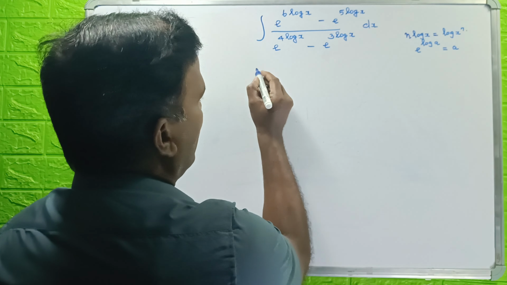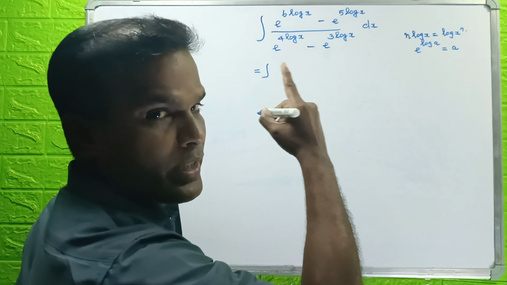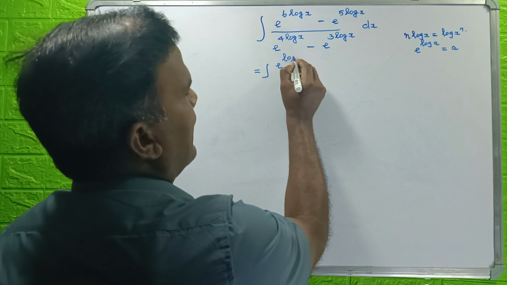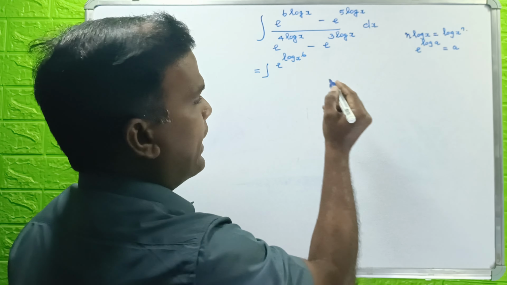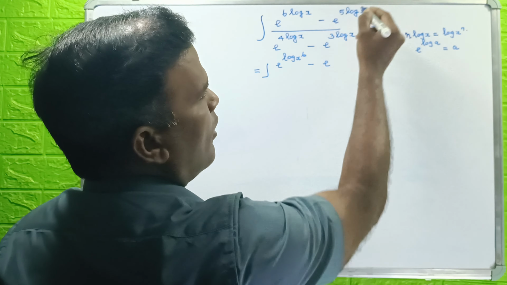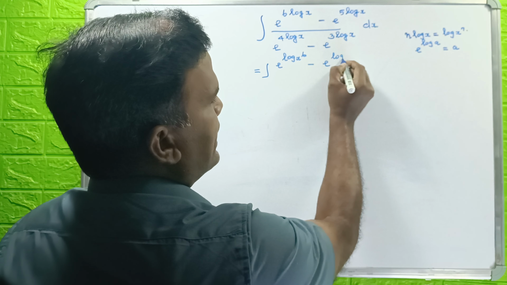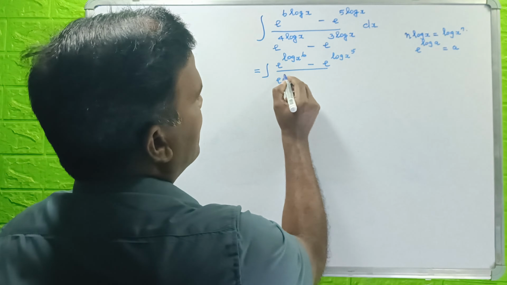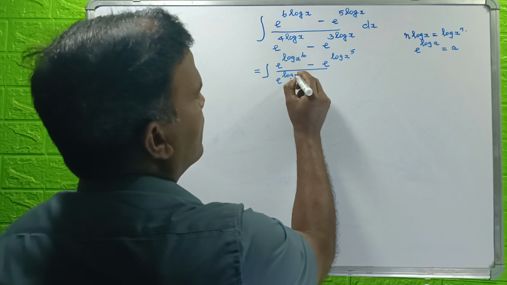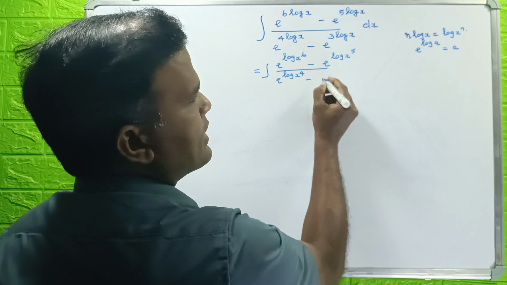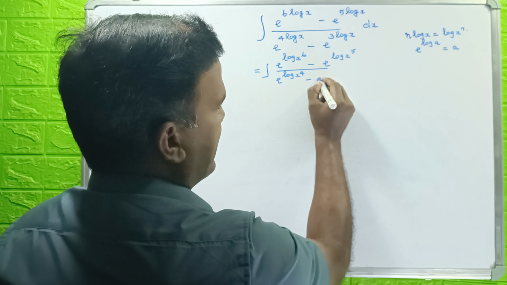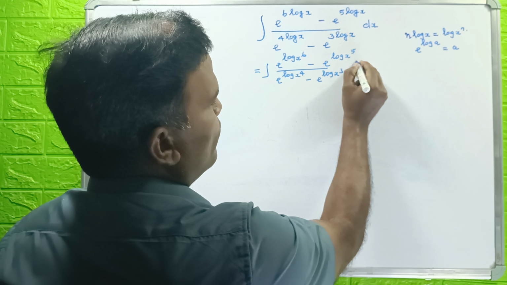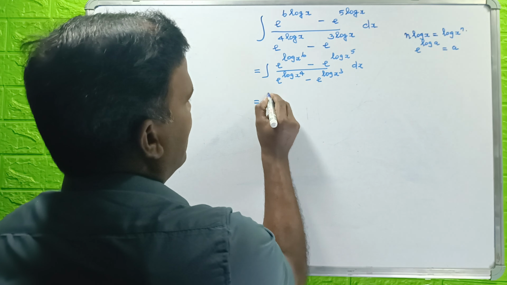So using these two formulas, I can rewrite this integration. e power 6 log x we can write as e power log x to the power 6, minus e power 5 log x we can write as e power log x to the power 5, divided by e power log x power 4 minus e power 3 log x, which we can write as e power log x to the power 3, into dx, which is equal to the integral.